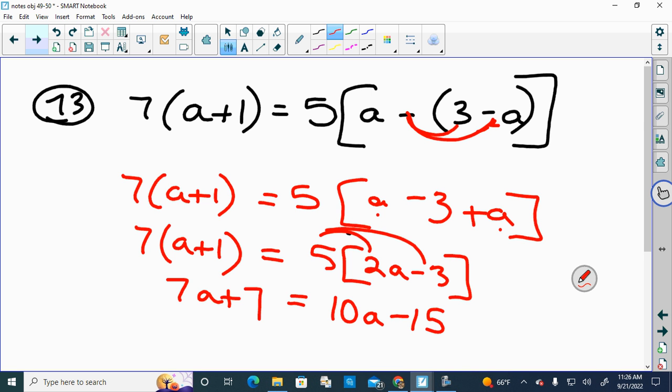Okay, so now we're at where we were at in the last one. We need to get the A's all to one side. Again, it does not matter if we move to the left or to the right. I don't like negatives, so I'm going to put 7A to the other side. So that's going to give me 3A minus 15 on that side. And my 7 is still on that side. I have to scoop that up.